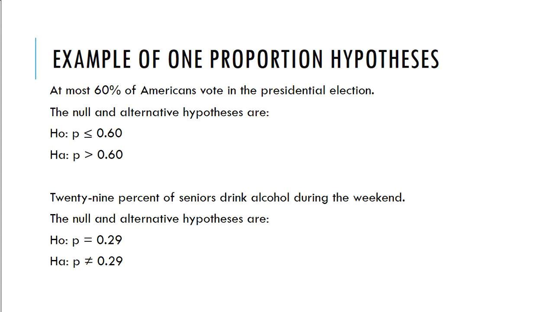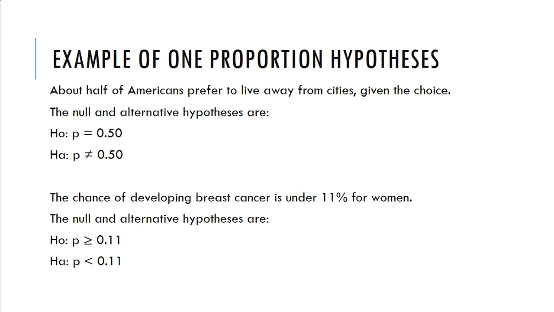The next example is 29% of seniors drink alcohol during the weekend. So it's not saying less than or greater than, it's just saying 29% drink alcohol. So my null is p equals 0.29. My alternative is p doesn't equal 0.29 because I didn't care if it was less than or greater than. I just want to know if there's a difference. The next example: about half of Americans prefer to live away from the cities given the choice. Again, in my null, p equals 0.50. My alternative, p doesn't equal 0.50.